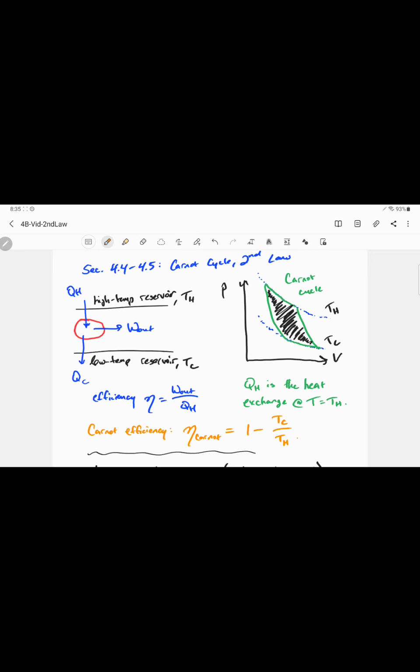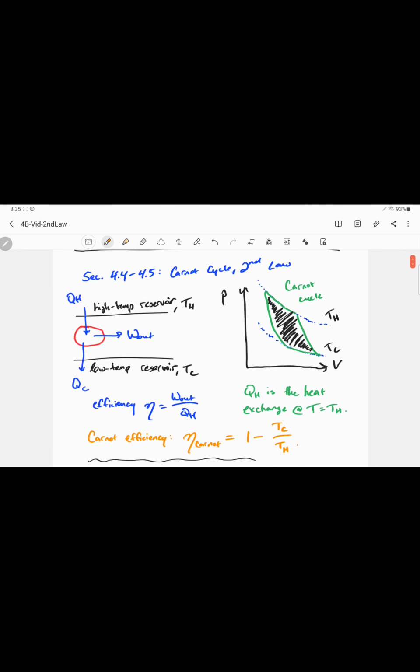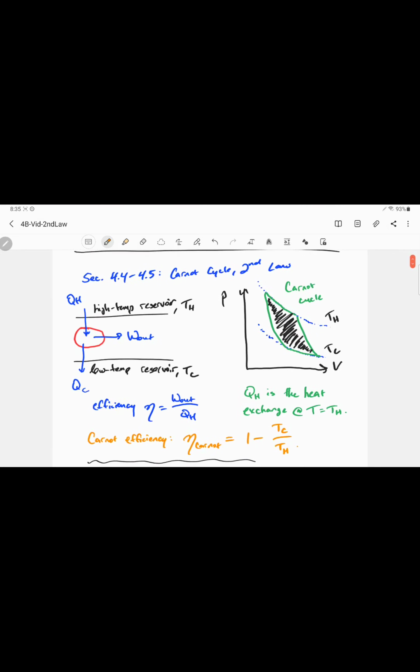So for this particular cycle, you can show that the efficiency you can write just in terms of those two temperatures, the high and the low temperature, and it looks like this. And actually, this is the best kind of engine that you can construct between two temperatures, between a high and a low temperature.